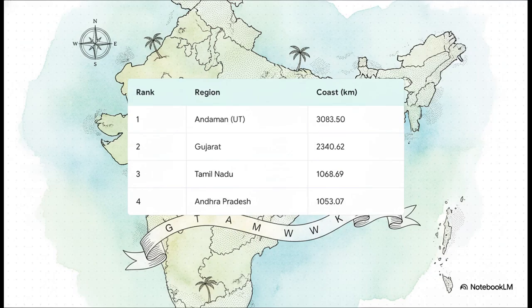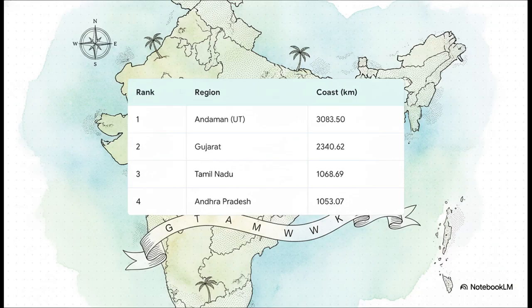And how exactly is that massive coastline distributed? Well, if we include Union territories, the Andaman and Nicobar Islands take the crown for the longest coastline overall. But if we're talking strictly states, Gujarat is number 1. A great way to remember the state coastline rankings in descending order is this quirky phrase, GTA man work knock to knock. That gives you G for Gujarat, T for Tamil Nadu, A for Andhra Pradesh, man for Maharashtra, work for West Bengal, and knock for Karnataka.